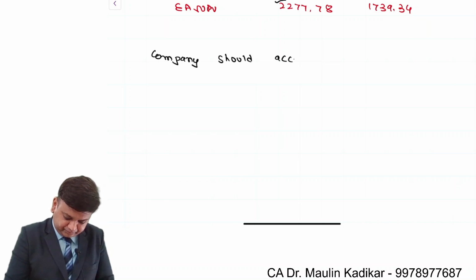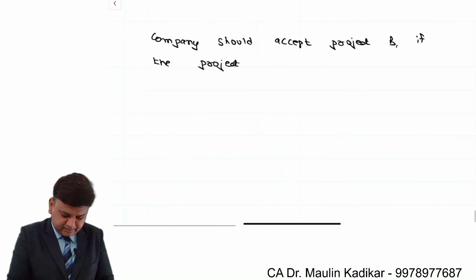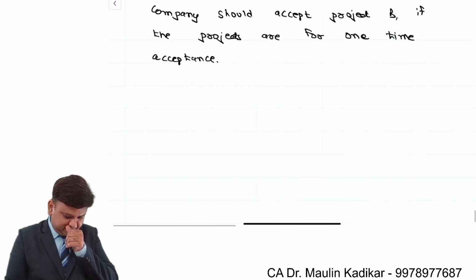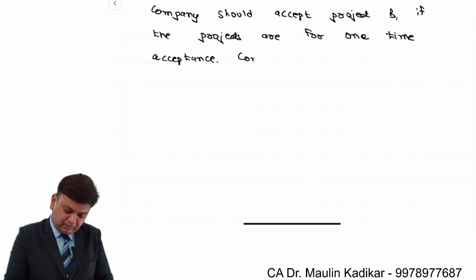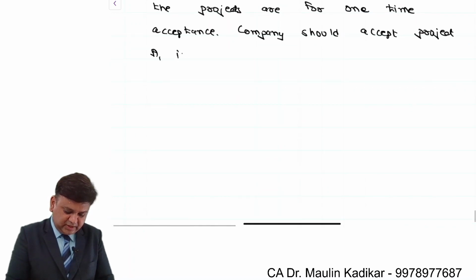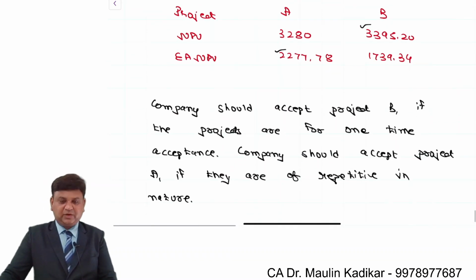Company should accept project B, comma, if the projects are for one-time acceptance, full stop. Company should accept project A, comma, if they are repetitive in nature. This is the way we are required to take the decision.